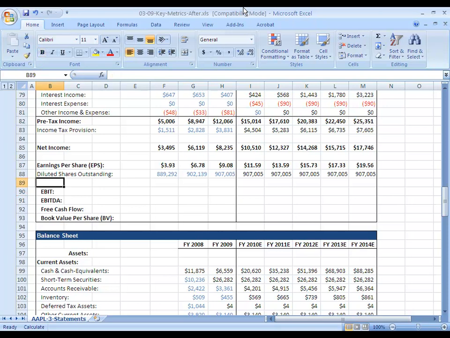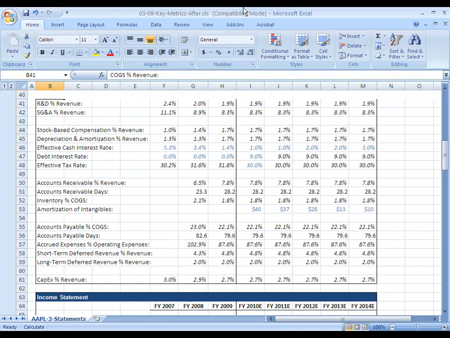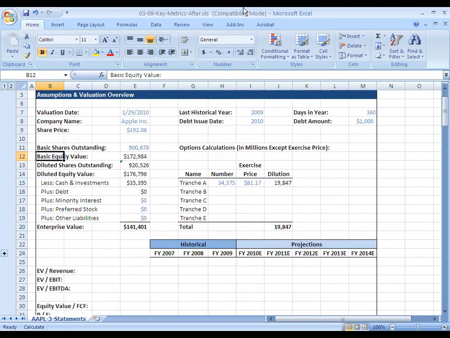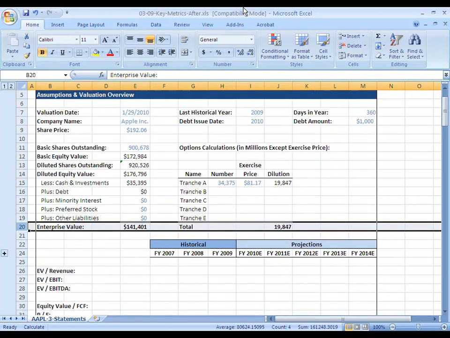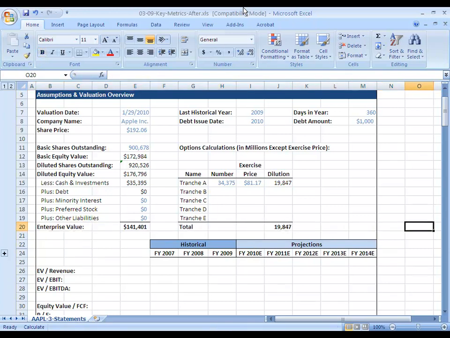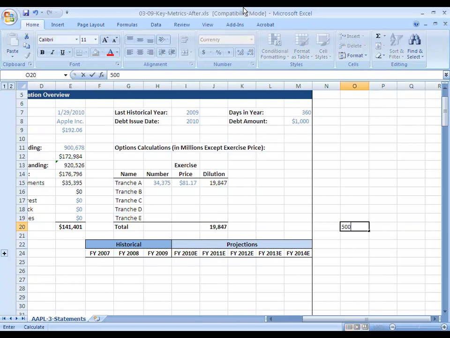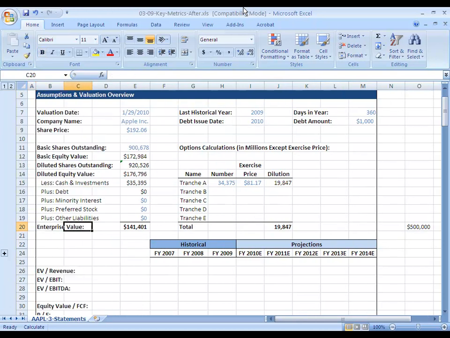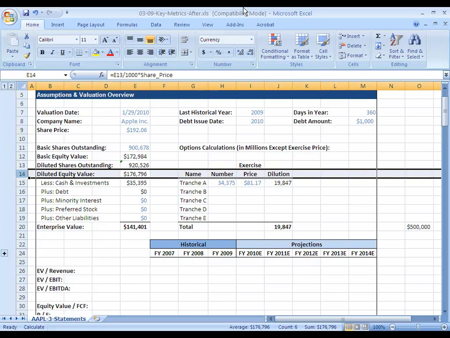Now, the problem above is that if we just look at equity value and enterprise value, this is very hard to use to compare Apple's value to different companies because other companies might just be a different size than Apple. So, for example, let's say that we're looking at a company that has a $500 billion market cap. We might be tempted to say, well, that company has a 500 billion market cap and Apple is only worth 175 or 176 billion, so therefore the other company is worth more. Well, that's not really the case.